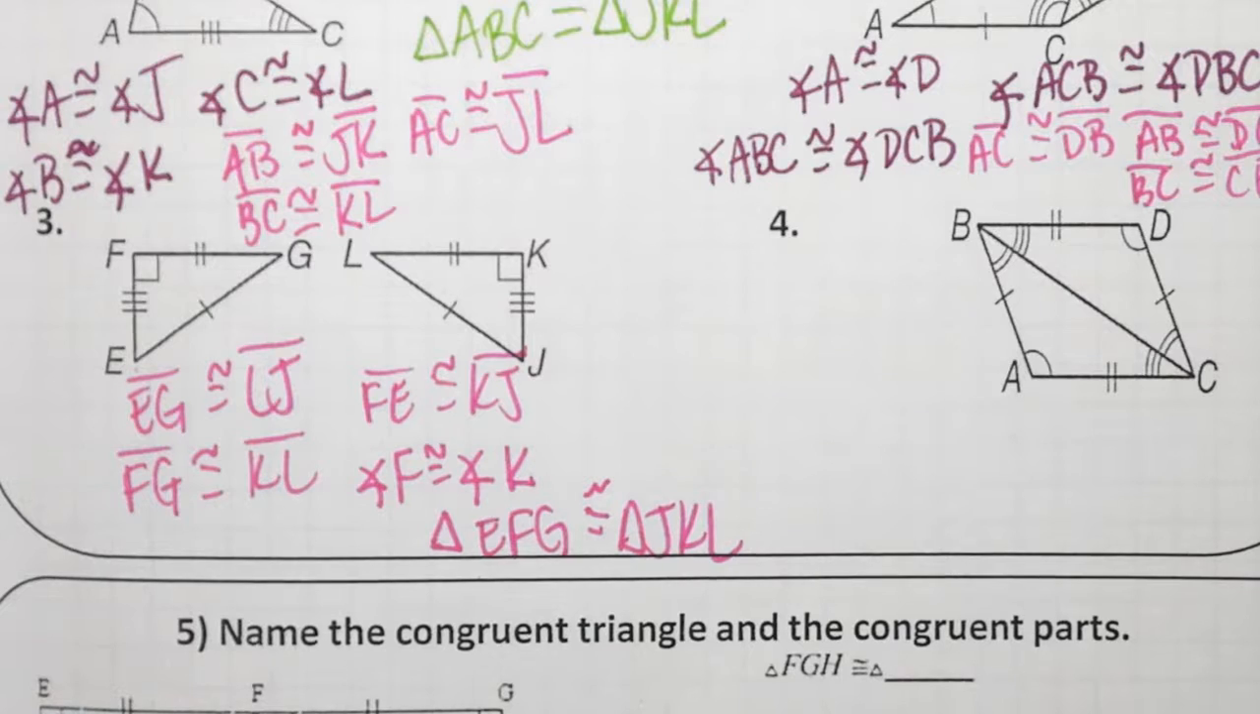Alright, do 4. If you get 4 done, you don't have homework this weekend. You can do it. Persevere in the face of danger.